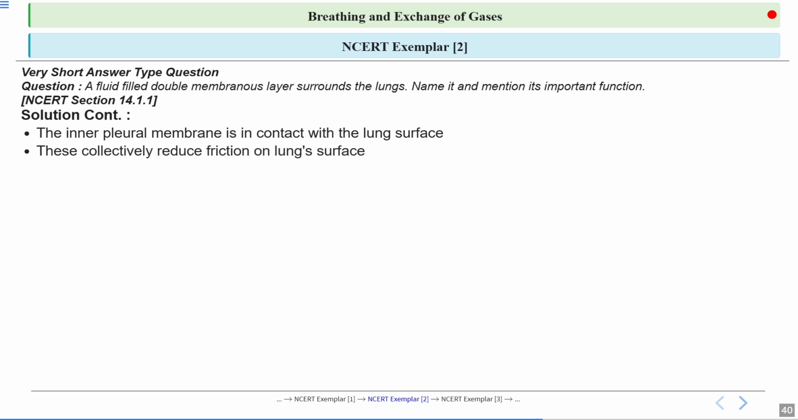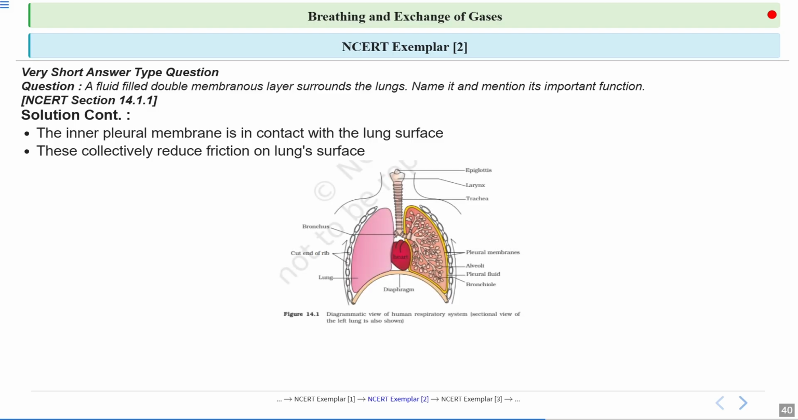The inner pleural membrane is in contact with the lung surface, and these collectively reduce the friction on the lung surface, right?